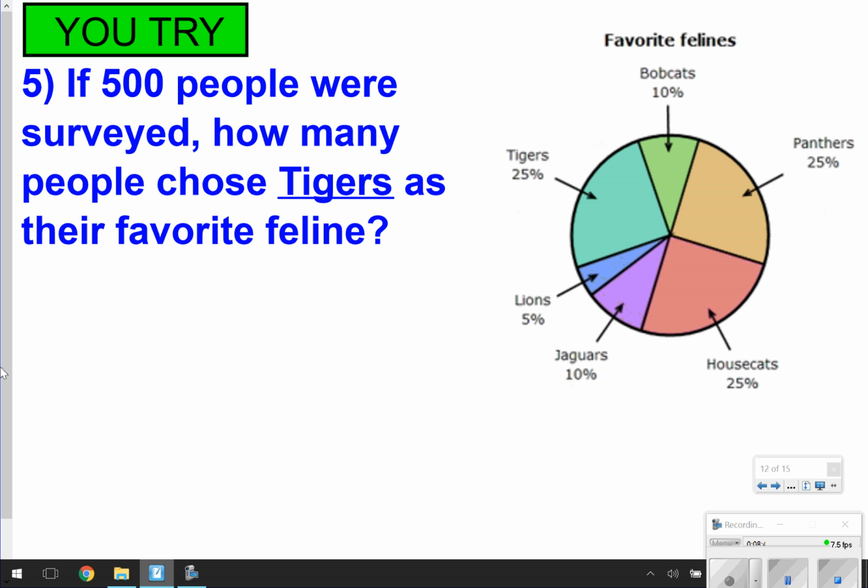Here is this example. You're going to try this one on your own. This is the last example you'll be taking notes on. If 500 people were surveyed, how many people chose tigers as their favorite feline? Again, take the time to pause the video, try the question, and then click play once you're done. Now that you've finished the question, I'm actually going to check this question, so just make sure you have the correct answer. Hopefully you used the 25% that was given to us on the circle graph.